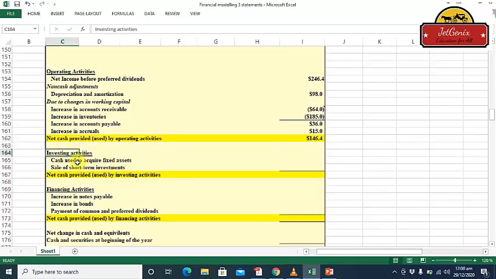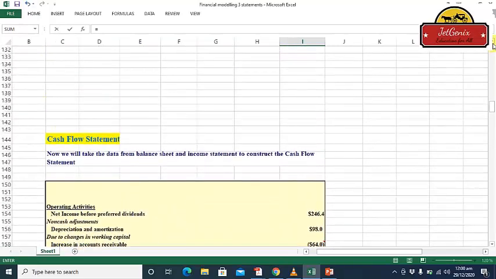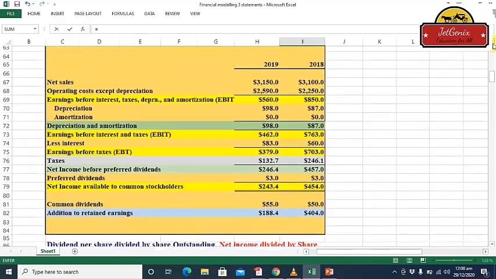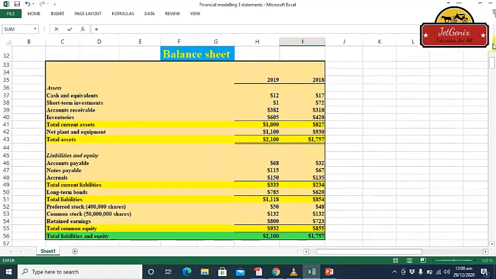Now after this we are going to calculate the investing activities. The first thing we are going to calculate is the cash used to acquire fixed assets. To calculate it, press equal and again go to the balance sheet and find the net investment in fixed assets. You see net plant and equipment here. Select this one and subtract the 2018 data, this one.